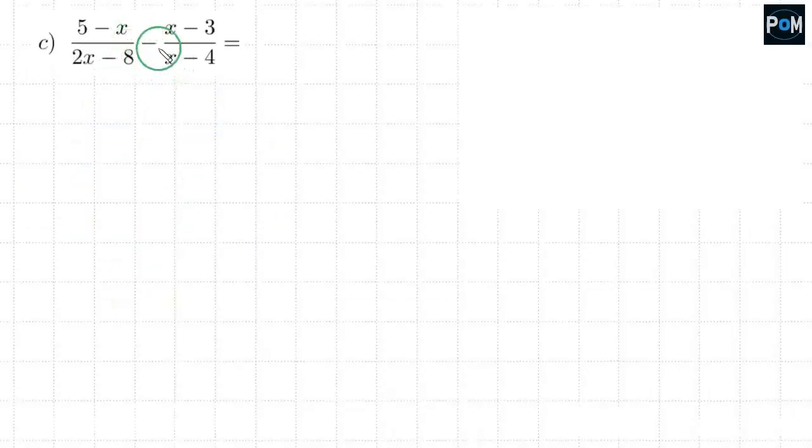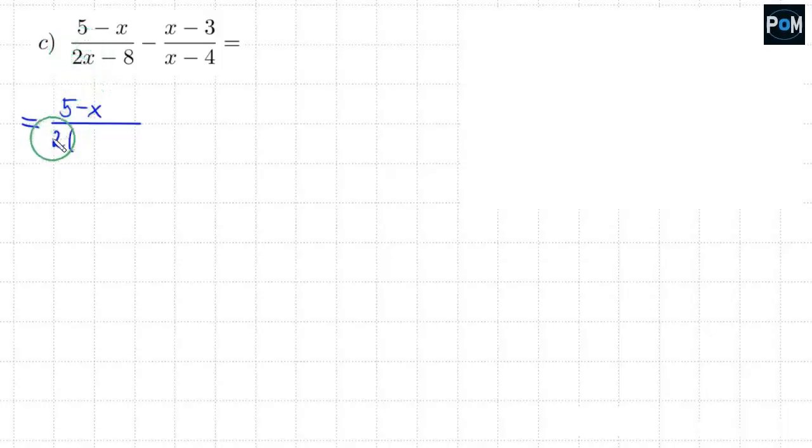Example C looks like this. Here at the top, nothing changes for now. I can't do anything about it, but I can do something at the bottom because here I have a 2 and here an 8. So I can factor out a 2. In the parentheses, from this 2x, when I take the 2 out, I have x left. I write down the minus sign, and the 8 is 4 times 2. So if I took the 2 out, there must be 4 left here. That's how my denominator looks here.